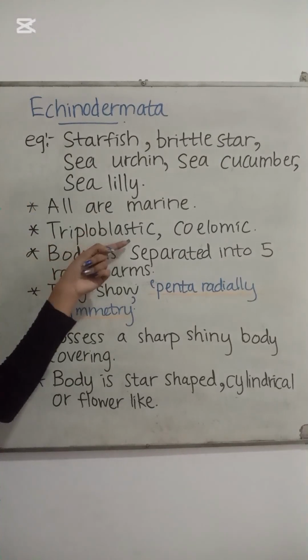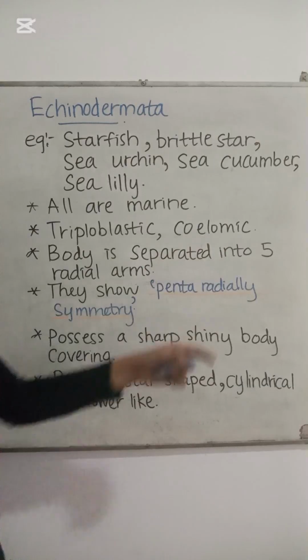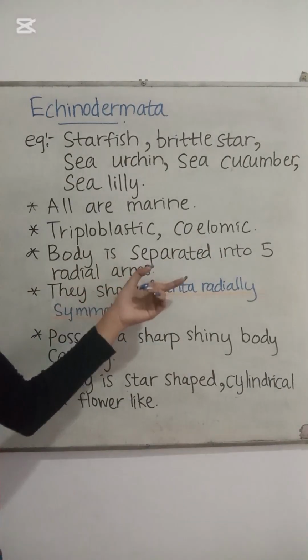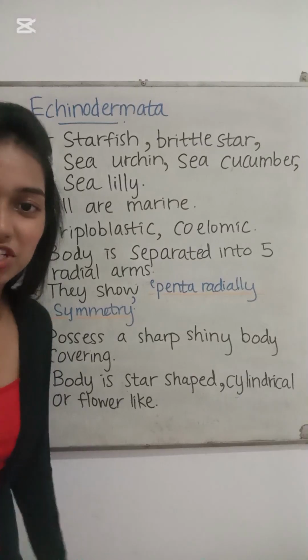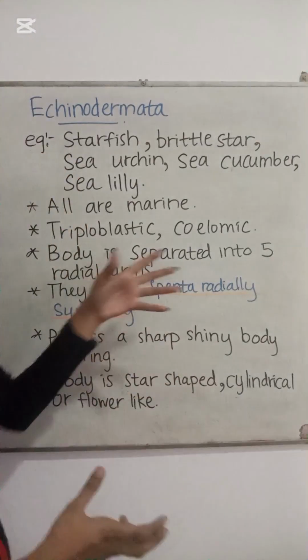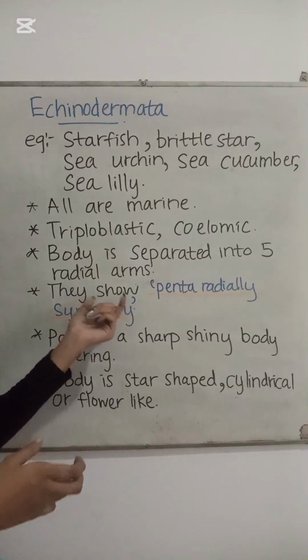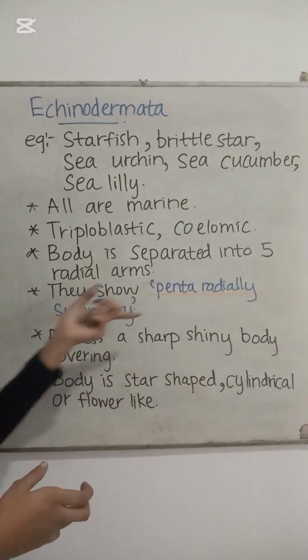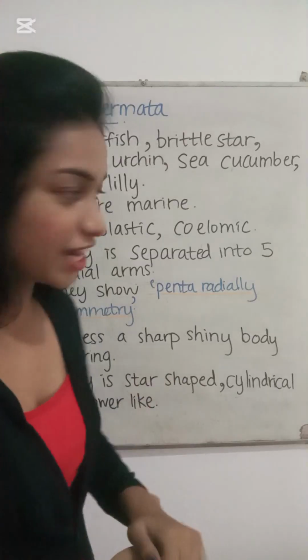They are triploblastic organisms, coelomic, that means having a body cavity, and their body is separated into 5 radial arms. Think about the starfish. Starfish body is separated into 5 radial arms. Therefore, we say that they show pentaradial symmetry. Penta means 5, right?